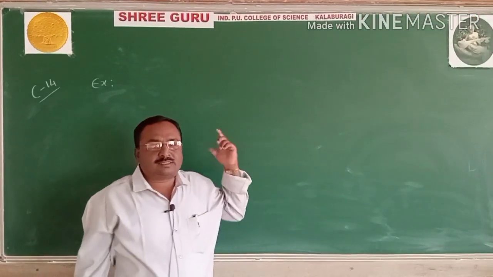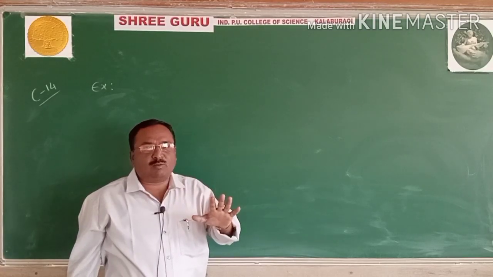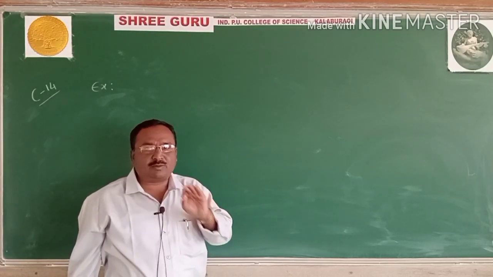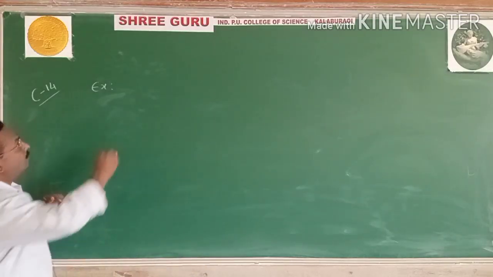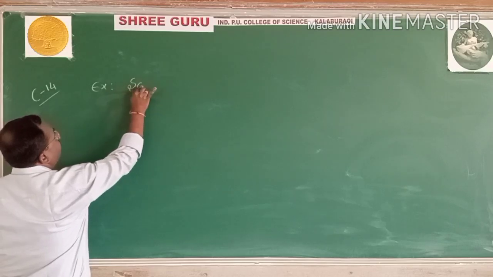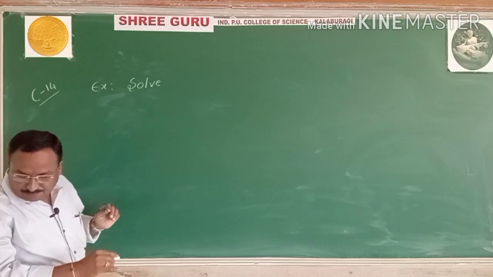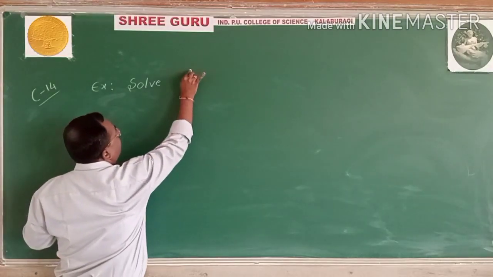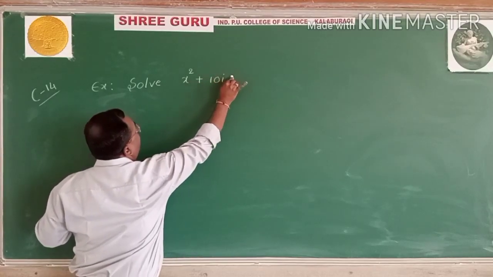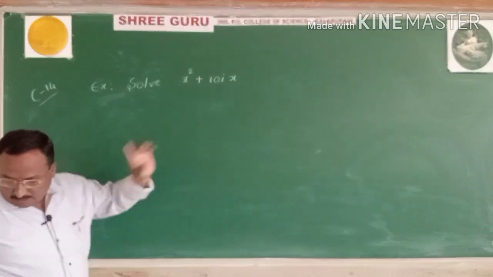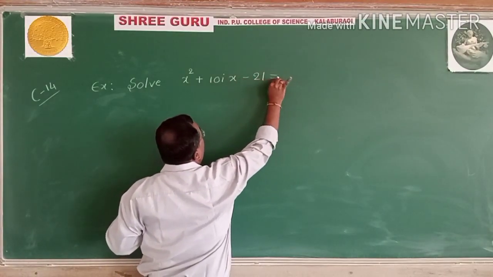Today I start class 14, solve quadratic equation by using the formula. Formula is fixed, whatever it may be. Example. Just one different example is there. Solve x square plus 10ix minus 21 is equal to 0.